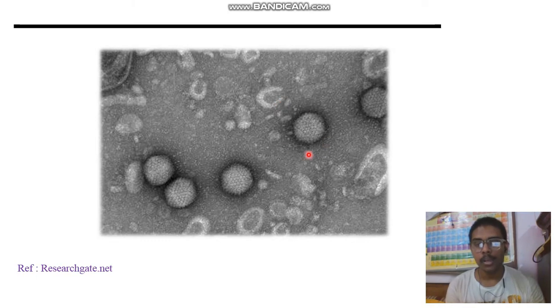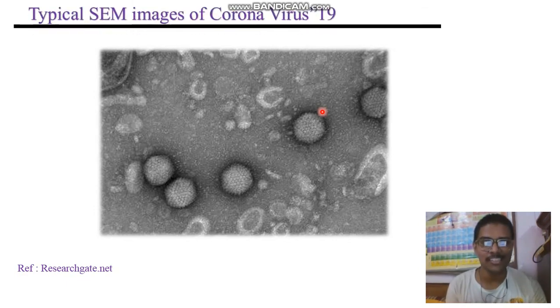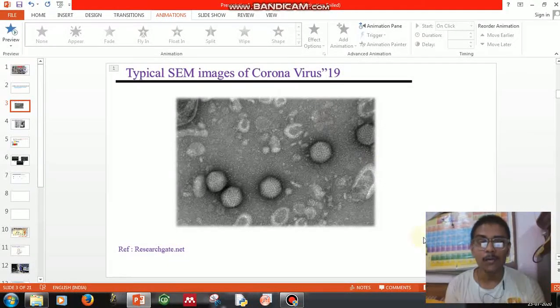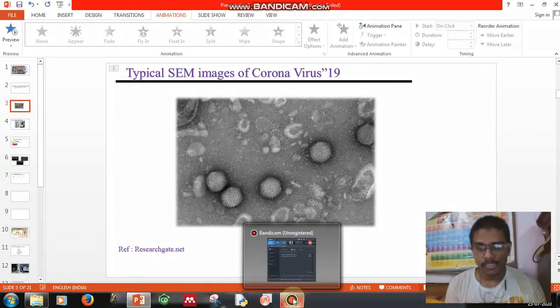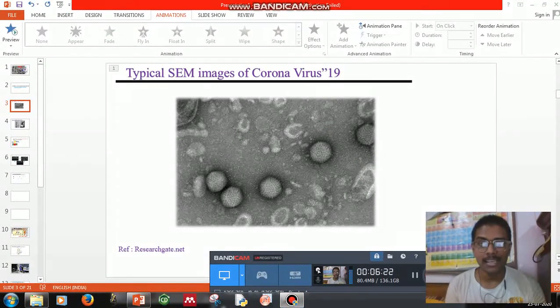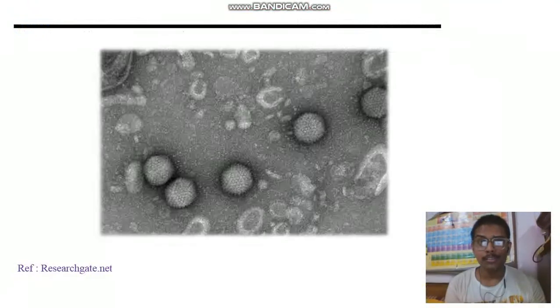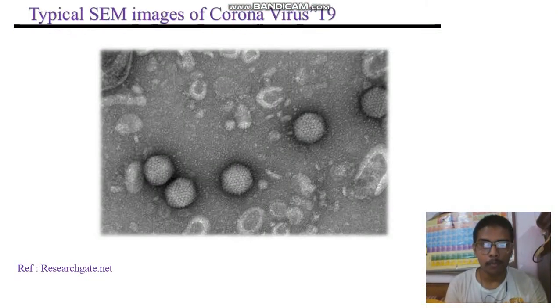And here the spheres are denoting the viruses present on the surface. You will be amazed that this is nothing but the image of the surface of the very well known killer of 2019, SARS-CoV-2. This is the same image of the coronavirus. Now you will be curious how the image is formed in the scanning electron microscope. That we will see in the next slide.